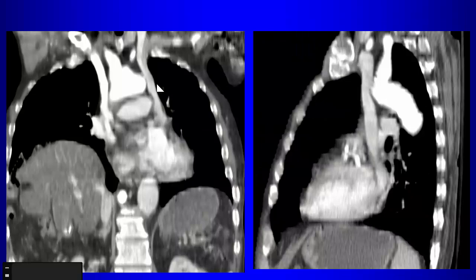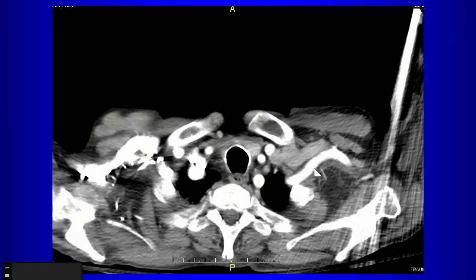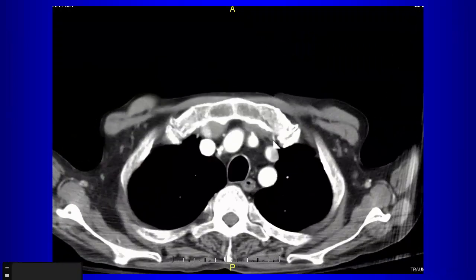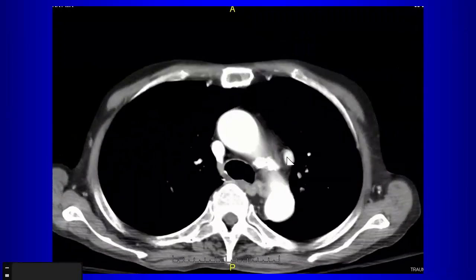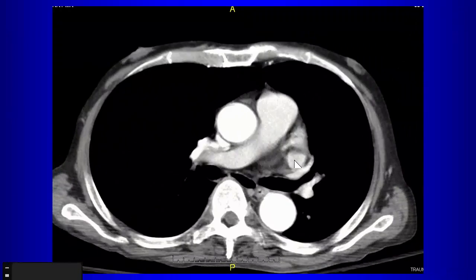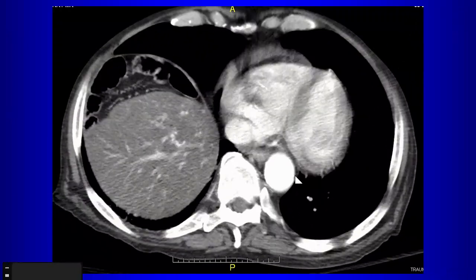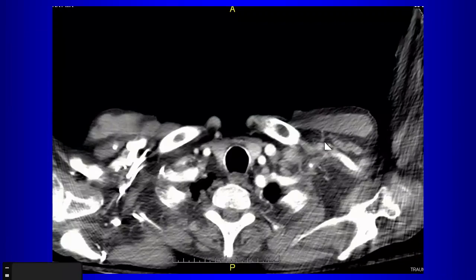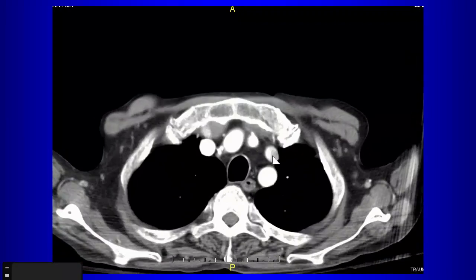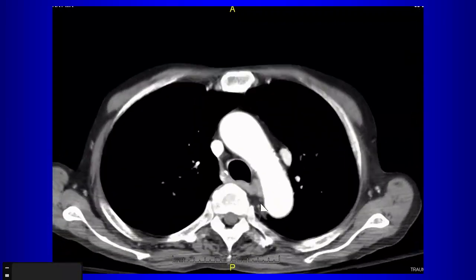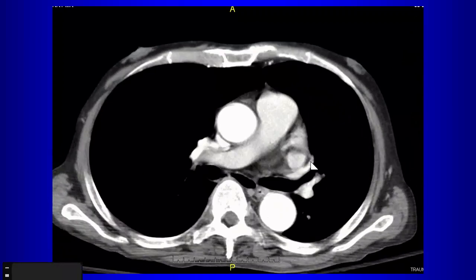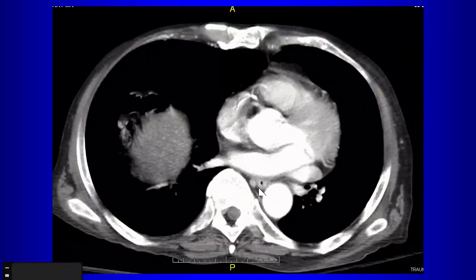Okay, so there's your persistent left SVC, comes all the way down, drains to the coronary sinus. Okay? And then here you can follow it. There it is. Follow it all the way down, down, down, down. There it goes. Notice when it goes through, again, notice where it is relative to the left superior pulmonary vein. Okay? So there it is coming down. And then there's your left superior pulmonary vein that comes in behind it. Okay?